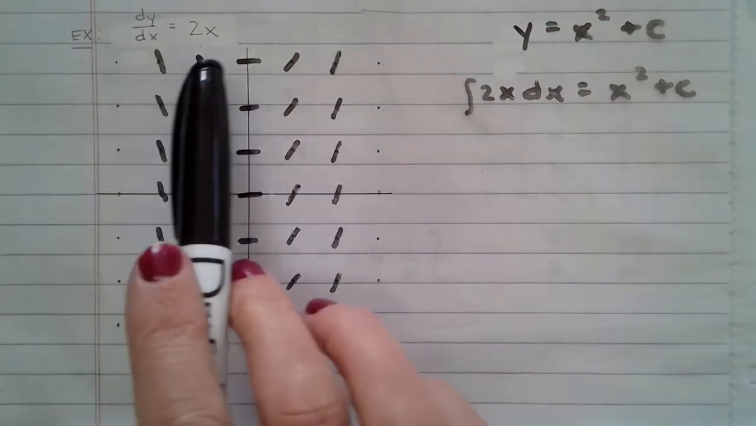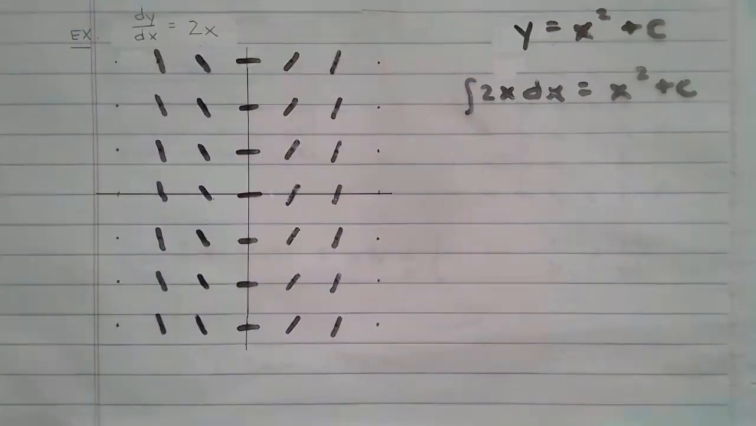And then when we actually found the antiderivative, because it's a basic power rule and we can do that, we said, oh, yeah, it does. It's x squared plus c. That's the family of parabolas.